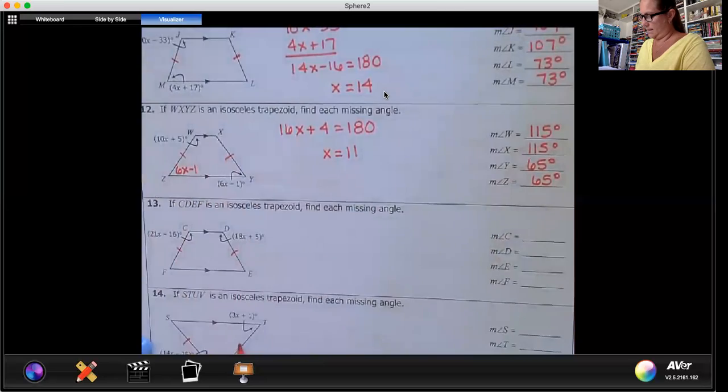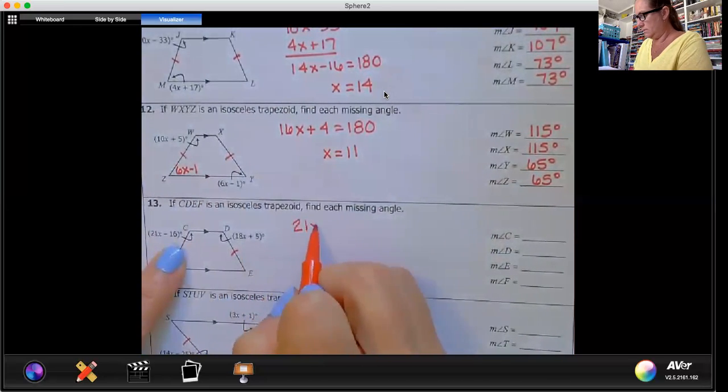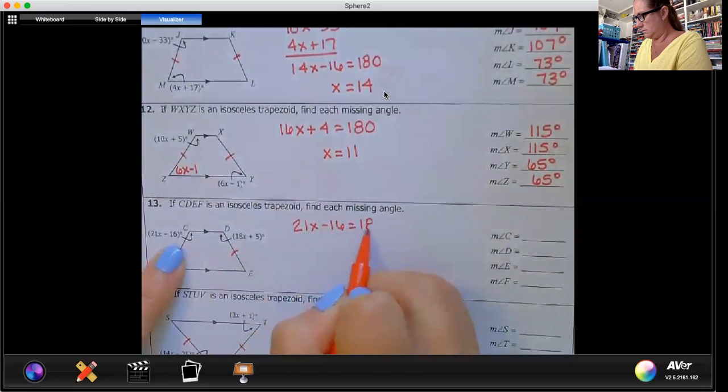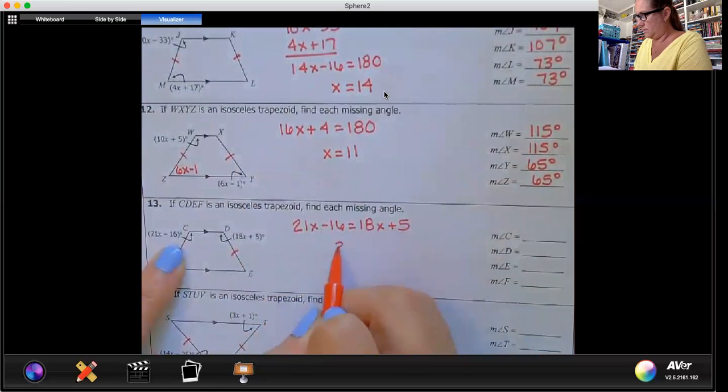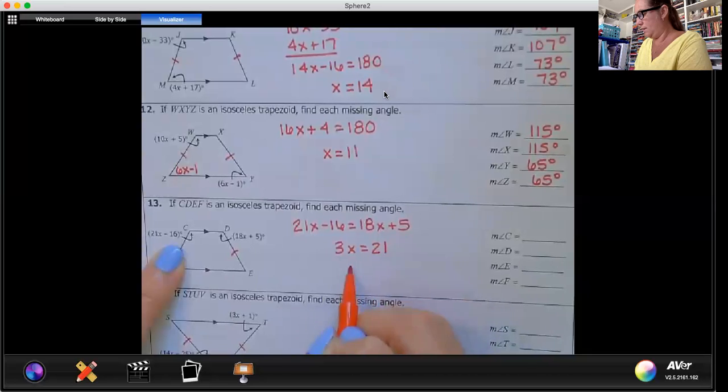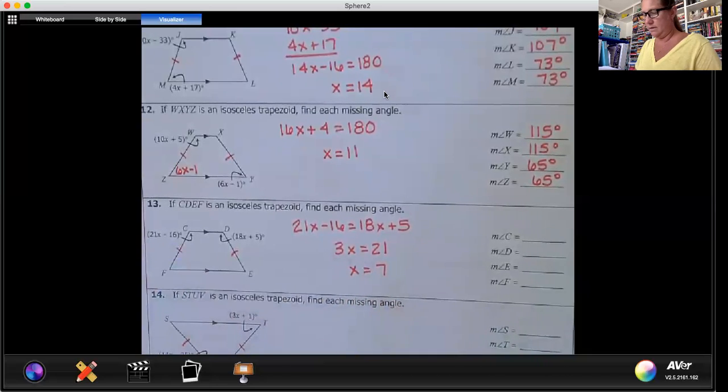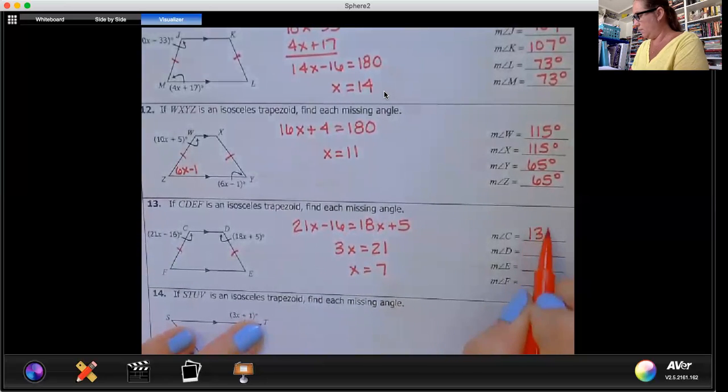And I'm marking my isosceles trapezoids here. All right, these two are congruent. So 3x equals 21, x is equal to 7. So angle C and D are 131. 180 minus 131, 49.